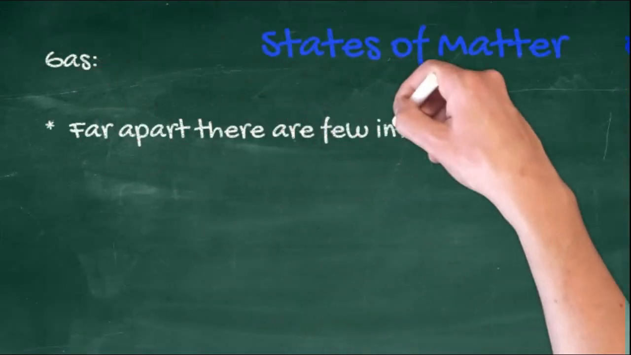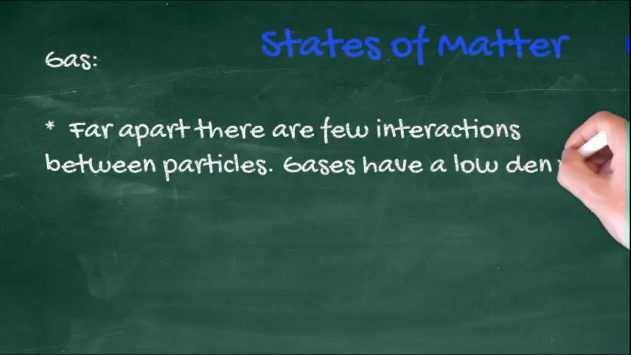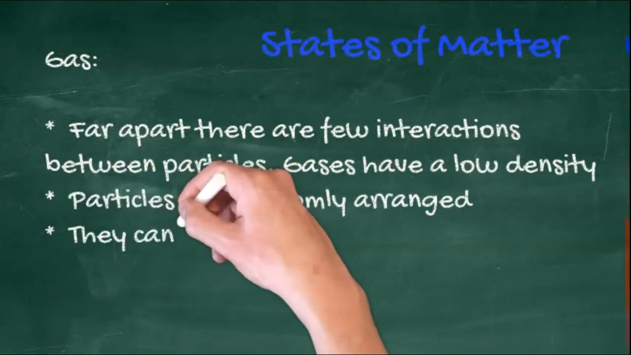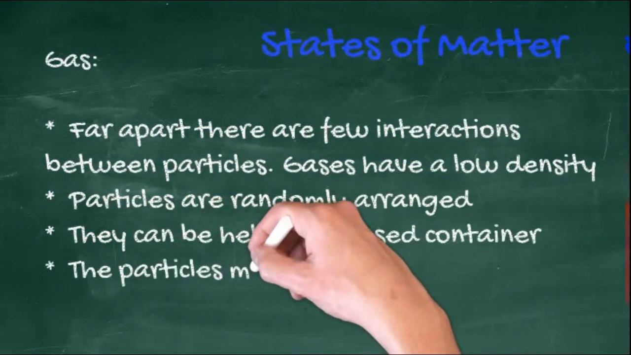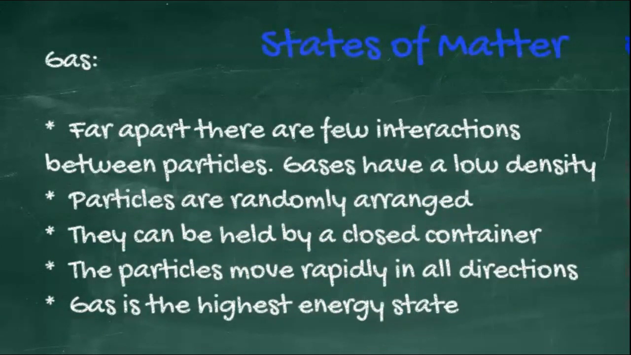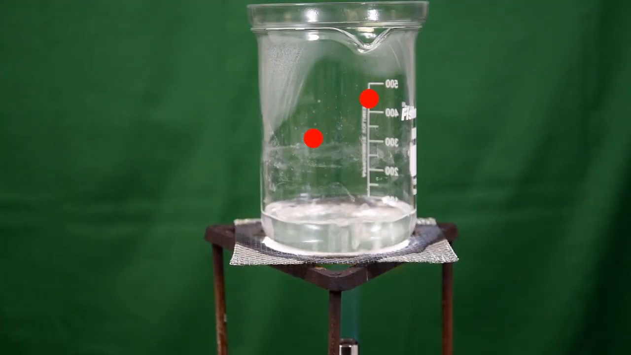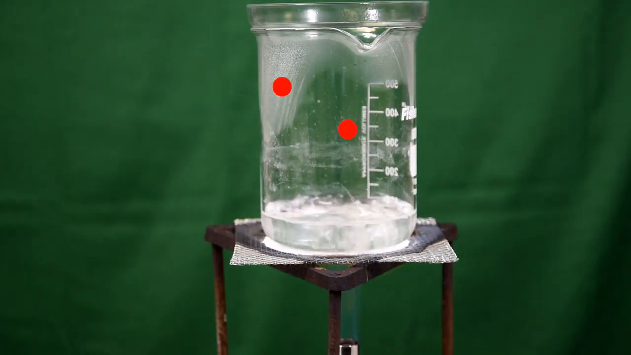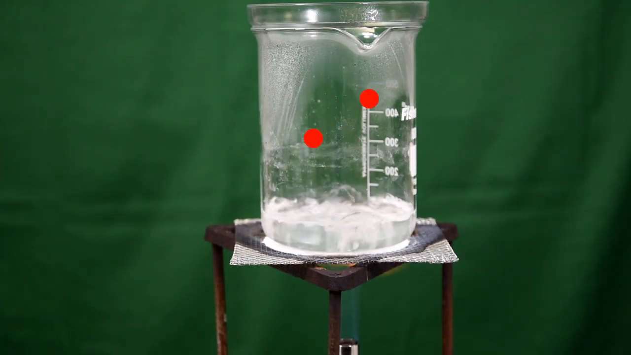And in gases, the particles are far apart. There are very few interactions between the particles. They have a very low density. Particles are randomly arranged. They can be held in a closed container. Gases move rapidly in all directions, and they have the highest energy state.